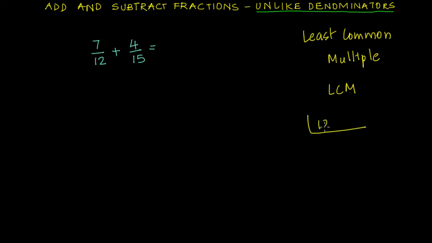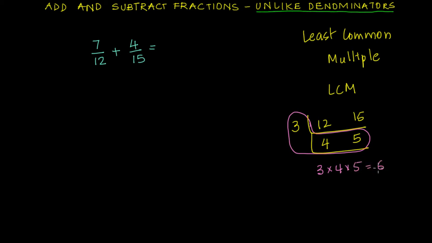So we have 12 and 15. 3 is a common factor to both 12 and 15. So if I factor out the 3, I am left with a 4 and a 5. And there is no factor that's common to both 4 and 5 other than 1. So we know that we can find the LCM, which is the product of 3, 4 and 5. So the product of 3, 4 and 5 is 60. So the LCM is 60.